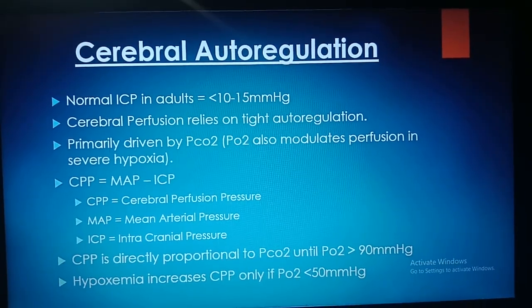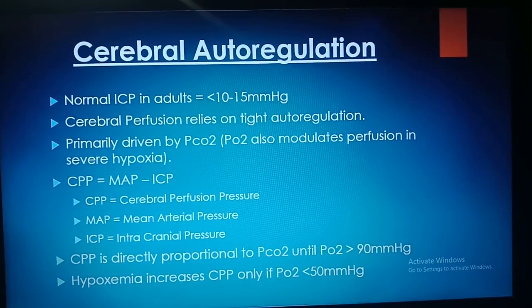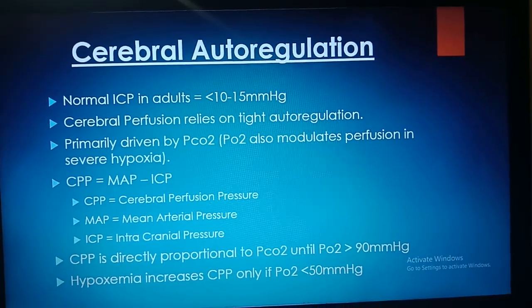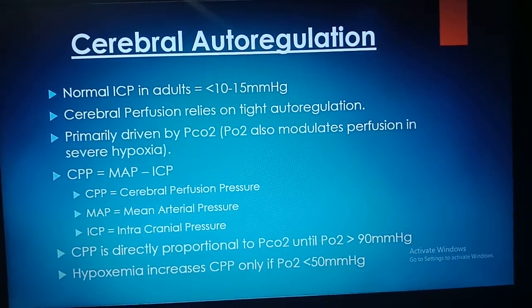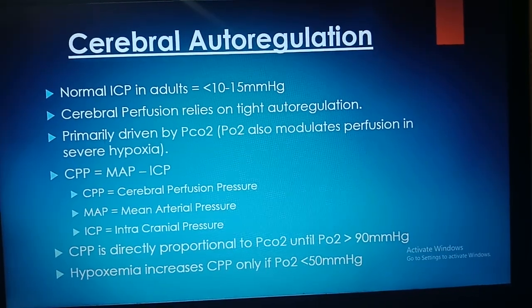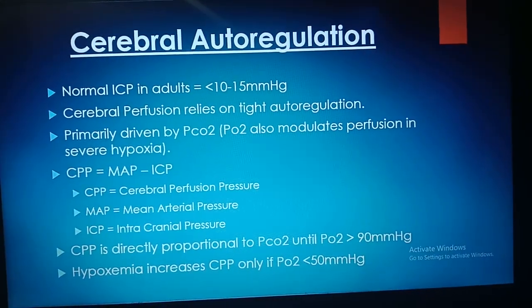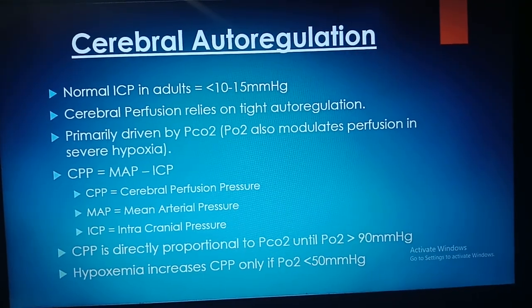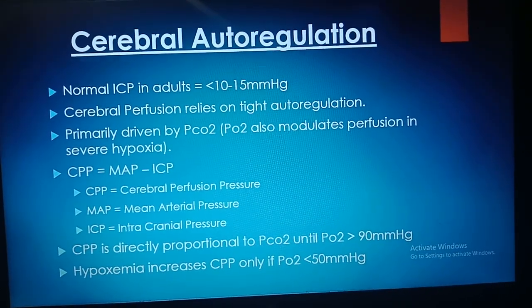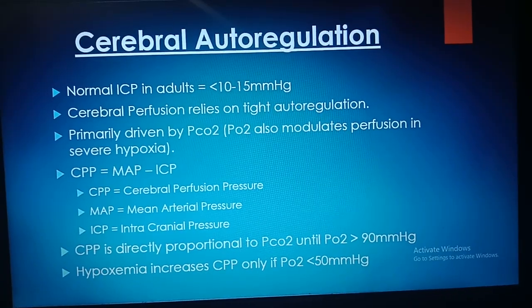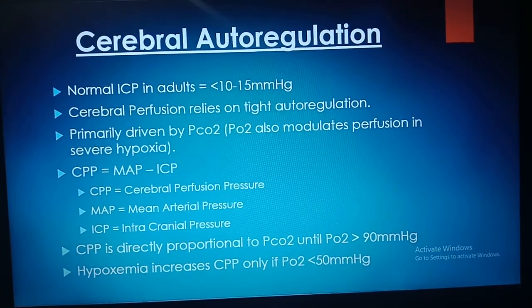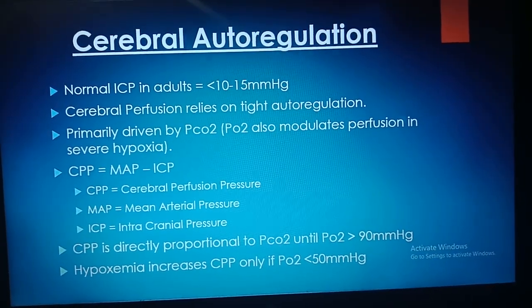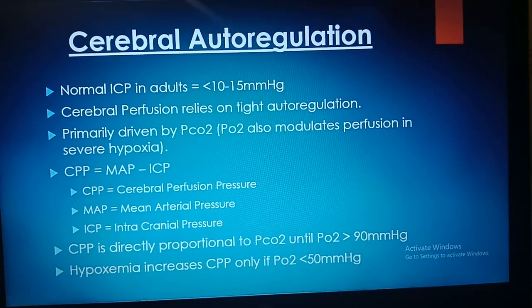In order to understand the ICP, we really need to memorize this equation: CPP, the cerebral perfusion pressure, is equal to the mean arterial pressure minus the ICP. As per this equation, cerebral perfusion pressure is directly proportional to the mean arterial pressure and inversely proportional to the ICP. Whenever the mean arterial pressure increases, perfusion will increase, and when the ICP increases, it will decrease the cerebral perfusion.